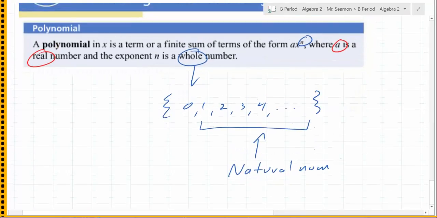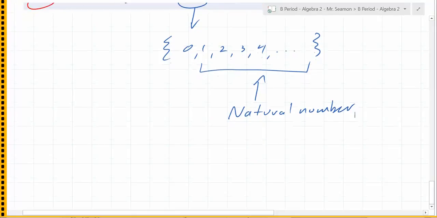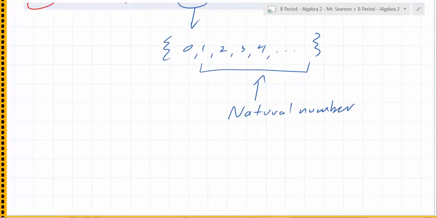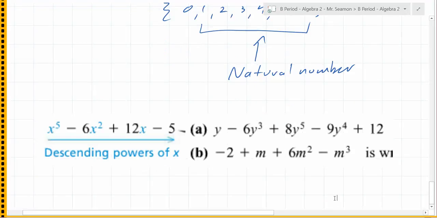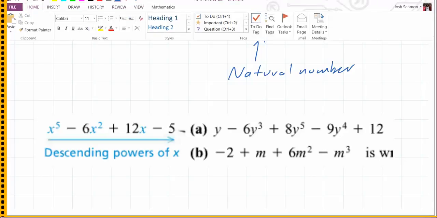If I have negative and positive whole numbers, what do I have? That's called the integers. You know this, if you think about it in stages, it's fine. So the number one mistake when you're writing a polynomial, it's really important that you do what? Descending powers, and everything is simplified as far as it can go.